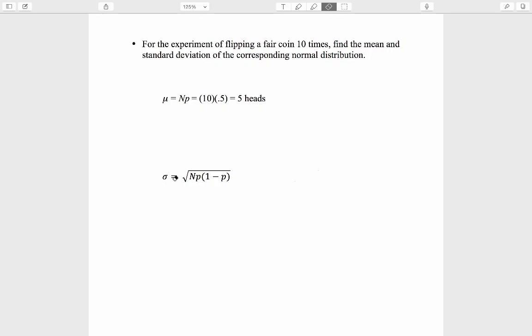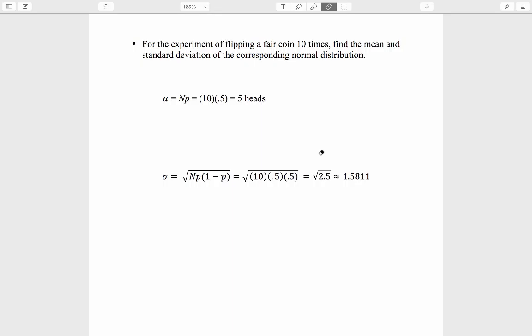The formula is sigma equals the square root of np times 1 minus p. N equals 10, p equals 0.5. So we get the square root of 10 times 0.5 times 0.5. That's the square root of 2.5, which is approximately 1.5811. So of all the normal curves out there, we know exactly which one corresponds most closely to our experiment: the one with mu equals 5 and sigma equals 1.5811.